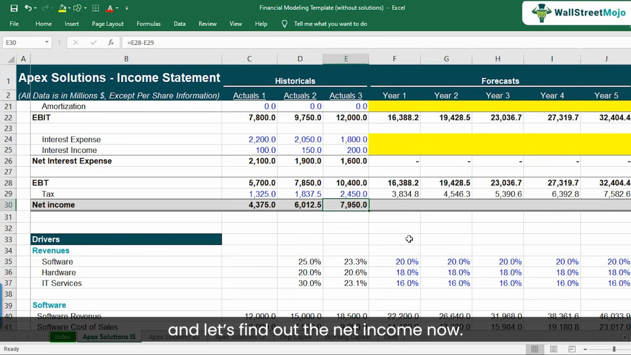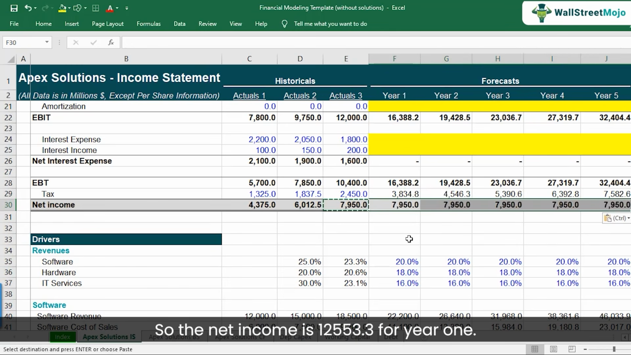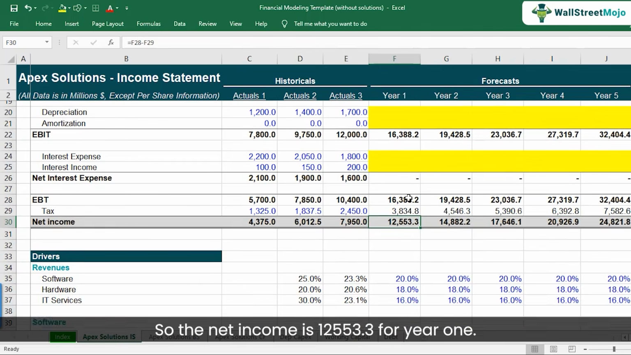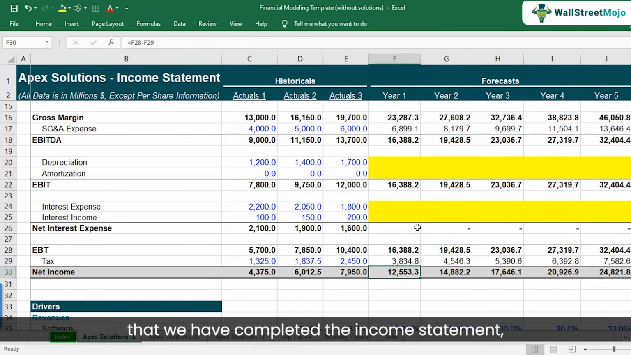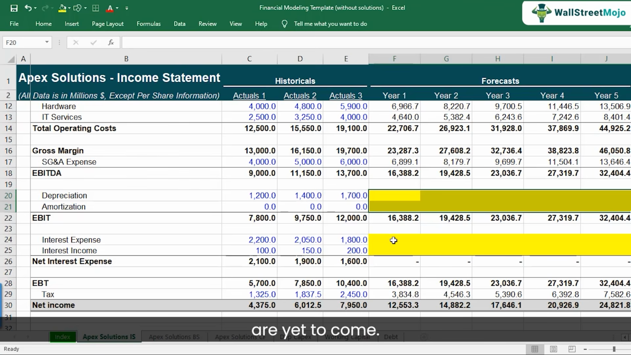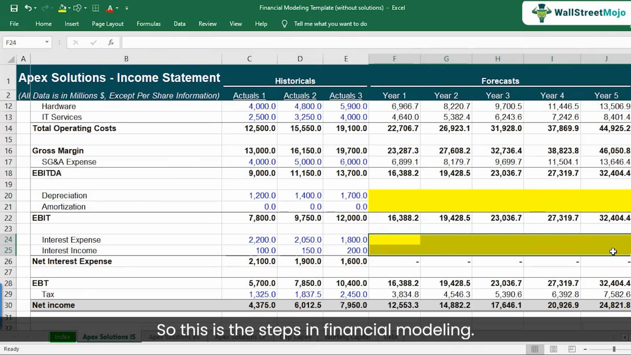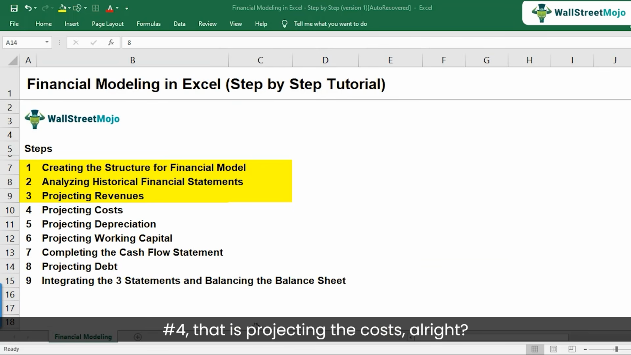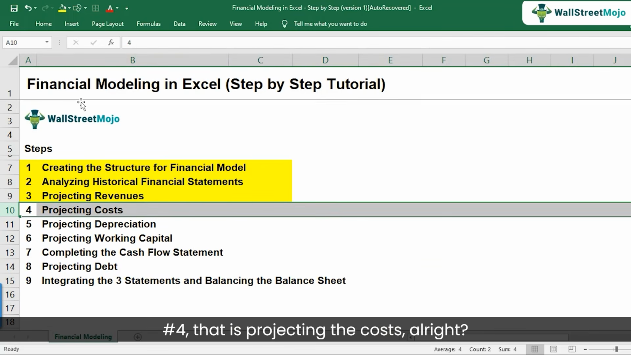And let's find out the net income now. So the net income is 12553.3 for year one. Please note that we have completed the income statement, but the ones which are marked in yellow are yet to come. So these are the steps in financial modeling. We will just finish the income statement right now, but all the other things are going to come at a later point in time, right? So with that, we are done with step number 4, that is projecting the costs.